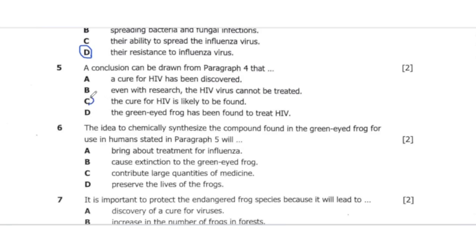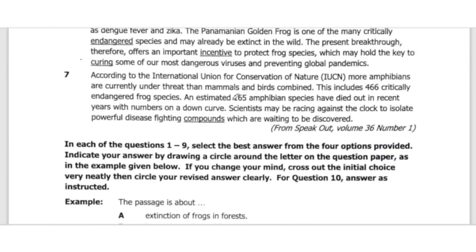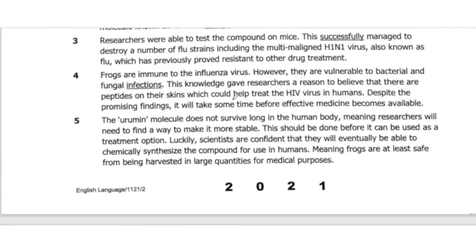Even before I go there, because I was reading the same paragraph, okay? Because the cure for HIV is likely to be found. That's what paragraph four is telling us. For us to confirm, like I was saying earlier on, let's go back and read through paragraph four. But if you are conversant like me, you should just go ahead and do the next question. So here, let's go to the last sentence.